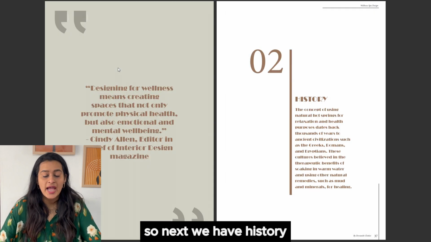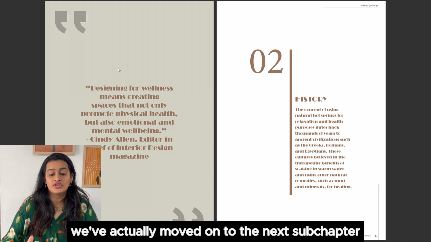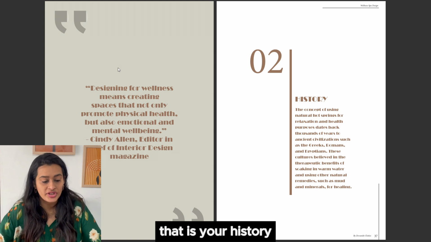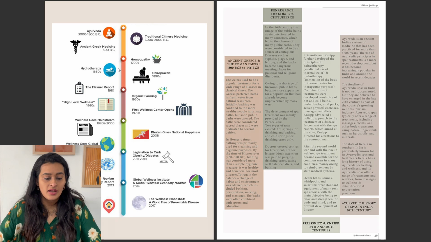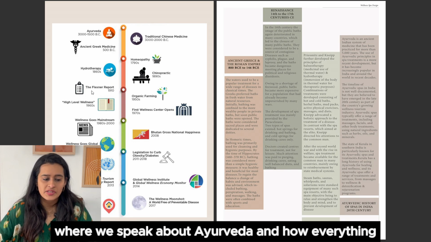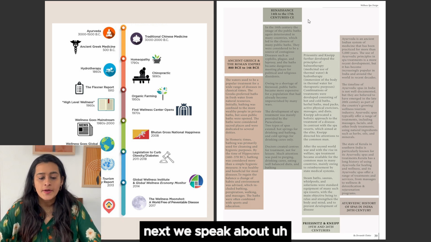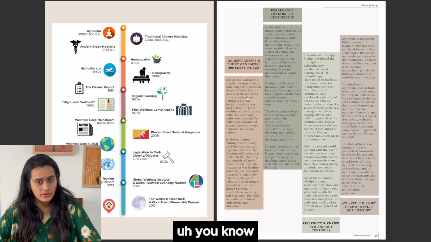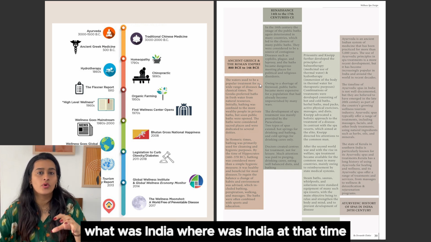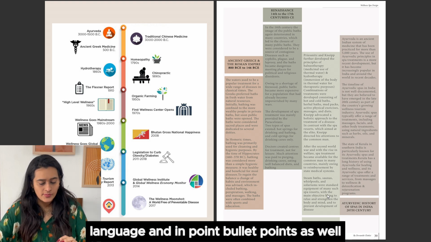So next we have history. Now we move on to the next sub chapter. Until now only the introduction was going on. We've actually moved on to the next sub chapter, that is history, wherein we speak about Indian history as well as international history. In Indian history we speak about Ayurveda and how everything came into play. Next, we speak about international history, and while something was going on internationally, what were we doing at that time? Where was India at that time? All this is written down in very clear language and in bullet points as well.